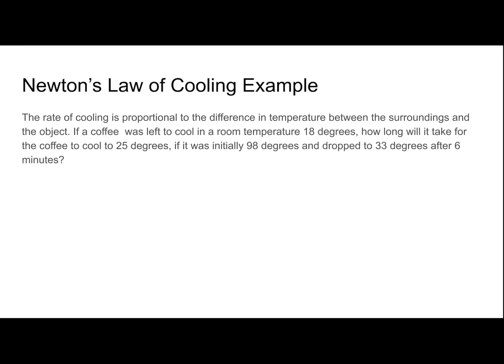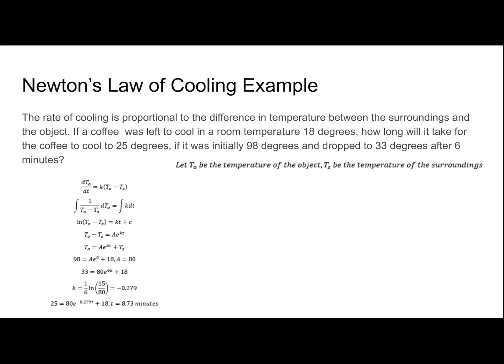Alright, so we know that the rate of cooling is proportional to the difference in temperature between the surroundings and the object. So first we're going to define our variables. Let T_O be the temperature of the object and T_S be the temperature of the surroundings. So the rate of change of the temperature of the object, dT_O over dt, is equal to some constant times the difference in temperature, T_O minus T_S, and we know that it's proportional, therefore we have that constant k.